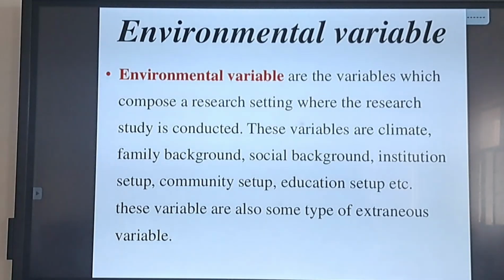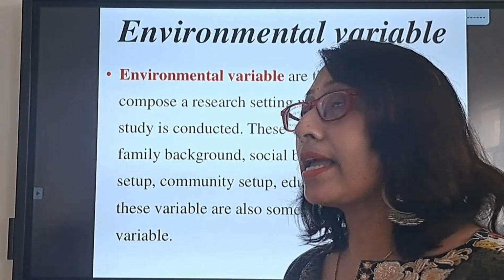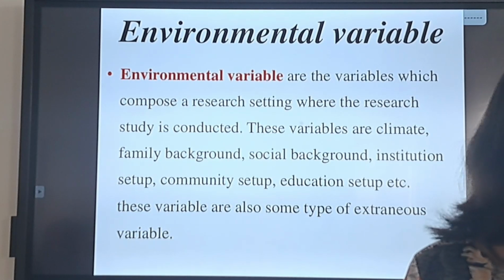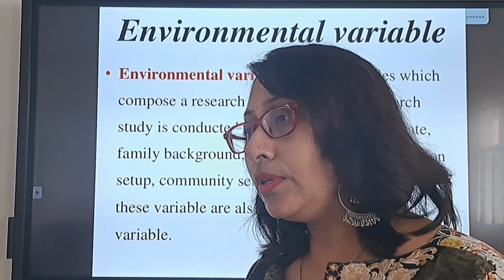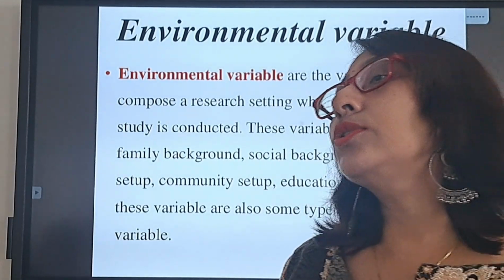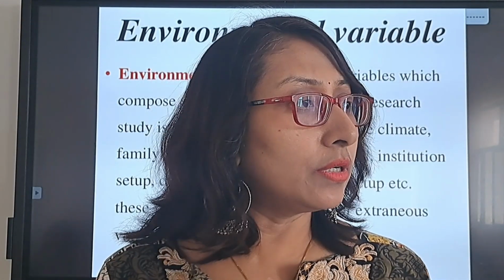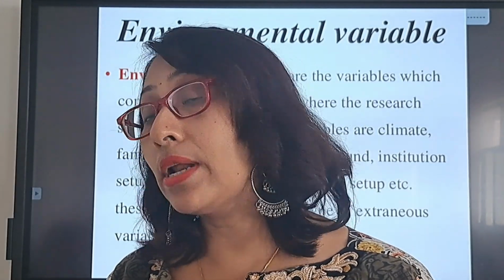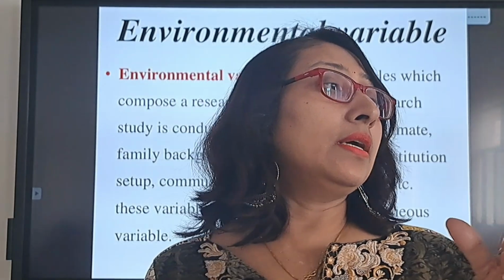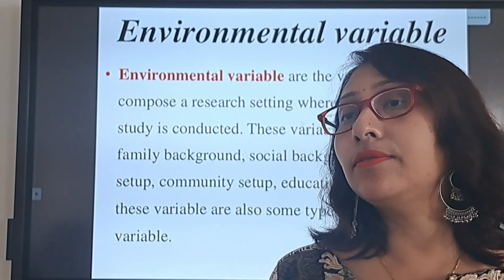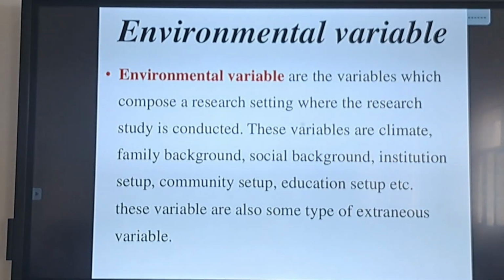Next, these variables are also some types of extraneous variables. Like we have seen, extraneous variables can interfere in the study and are not within our control. In the same way, environmental variables also cannot be controlled, can interfere with the study, and can have an impact on the relationship being found between the independent and the dependent variable. Clear?